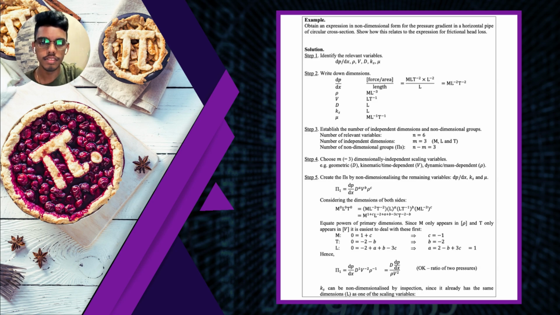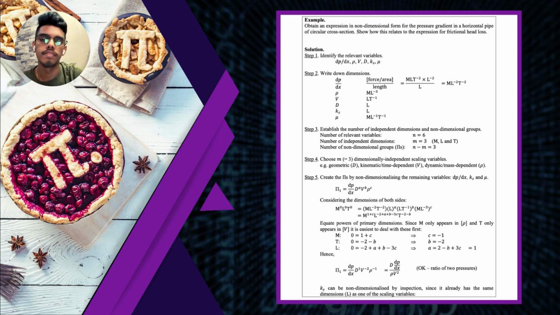So the remaining variables are the pressure gradient, roughness height, and viscosity. So using the pi equation that I've already explained in the previous slide, we can create the general equation, which is pi1 equals dp over dx times D to the power of a, V to the power of b, and rho to the power of c. So considering the dimensions of both sides, we can substitute the equation with the dimensions of each variable. We can equate the powers of the primary dimensions to get the a, b, and c values.